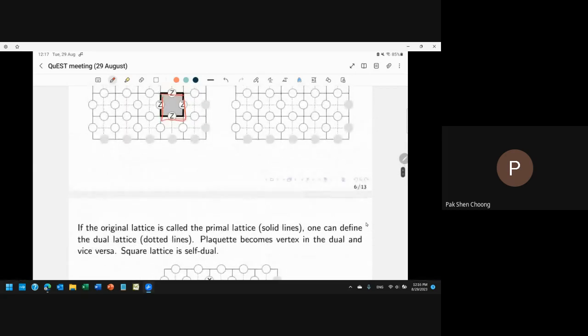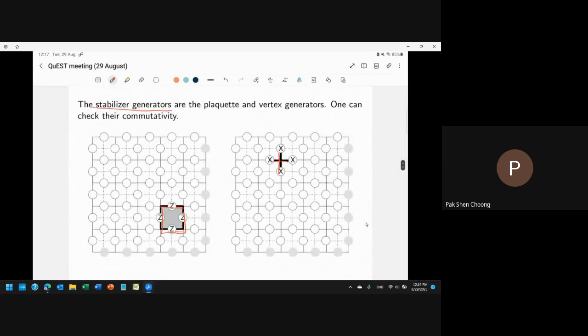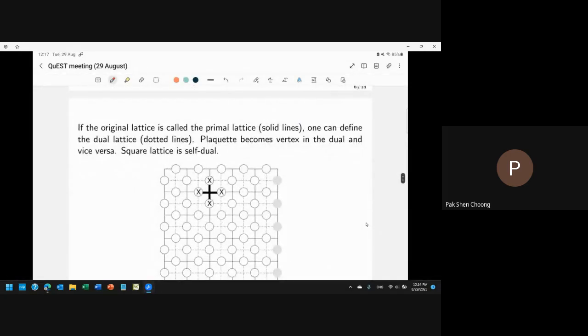And then because from classical codes, we know that we can define the linear codes and then the dual codes. So over here is the same thing. If the solid line here is called the primal lattice, then the dual code will be the dotted line over here. So this will be the dual lattice.